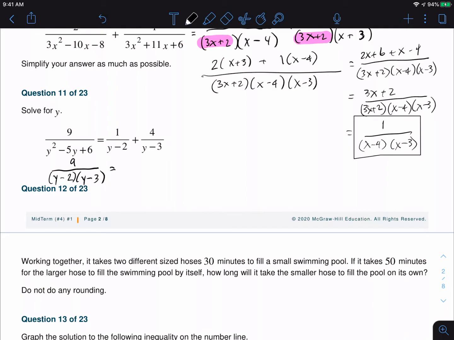So then what I'm going to have to do is to get common denominators on the left-hand side, I'm going to go 1 times y minus 3, and then I have a plus 4 times y minus 2, and then that's going to have that new denominator that we want. Okay, so then from there, what we have is we're going to distribute.